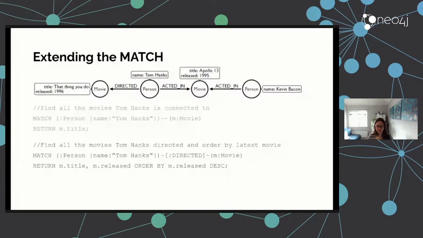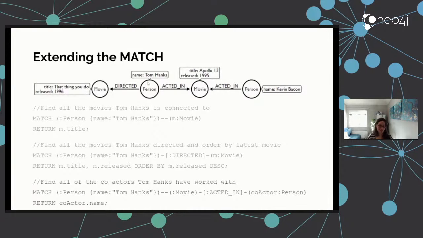And if we say, well, actually, what I want to do is find all of the co-actors that Tom Hanks has worked with. So actually what we're saying now is we're jumping out to the next node. We're now moving out to a second node from our Tom Hanks node. So this is our Tom Hanks, this is where we're starting. We're now going from movie and we're now finding the co-actors.